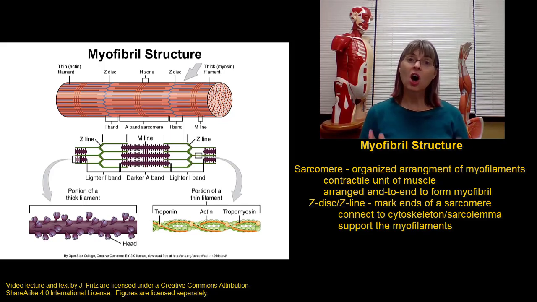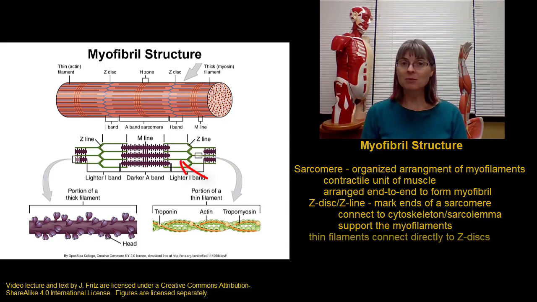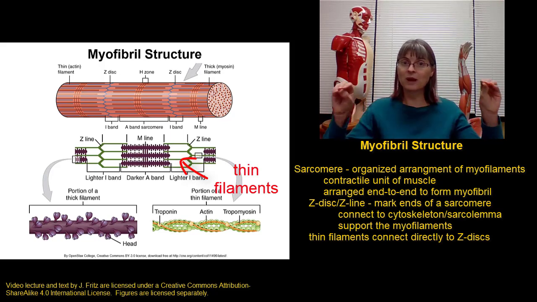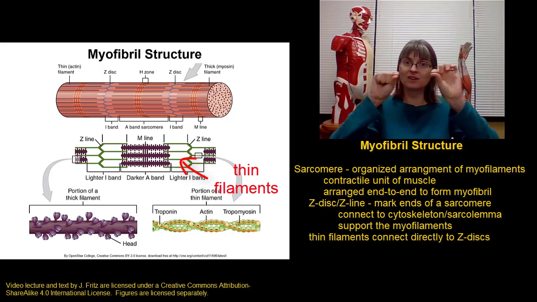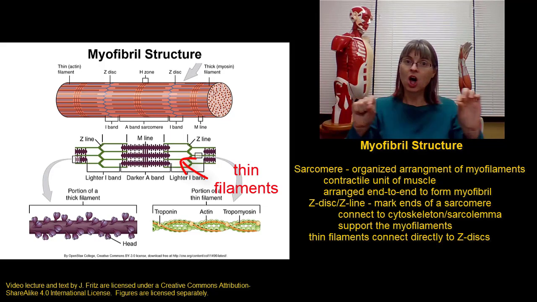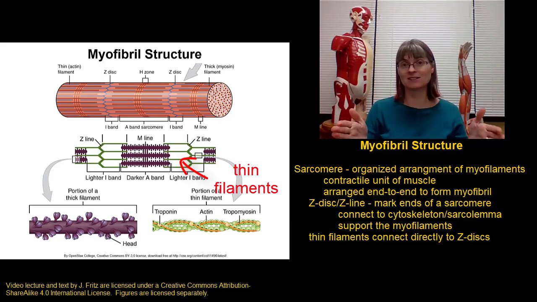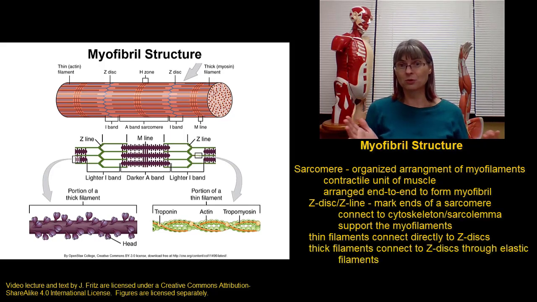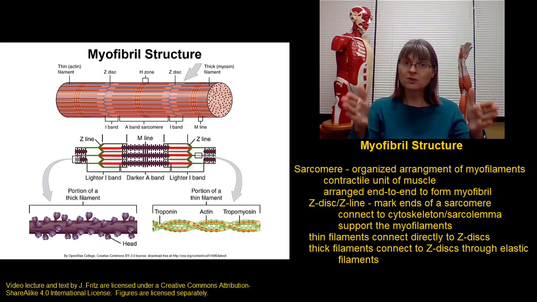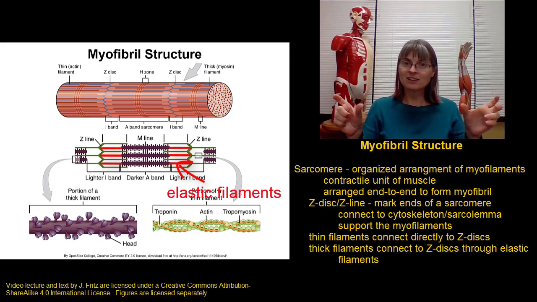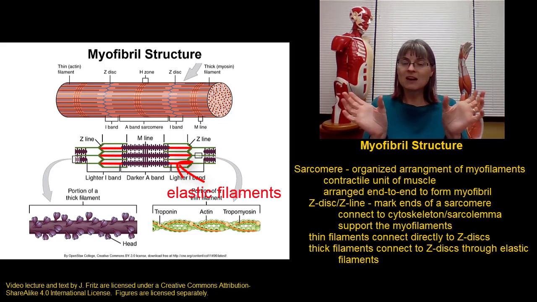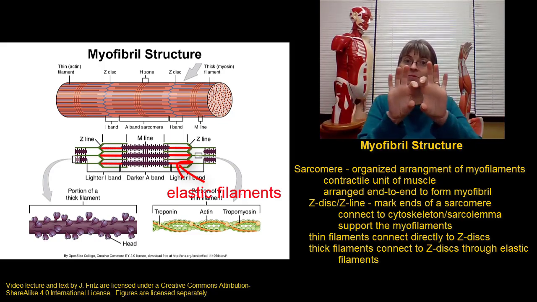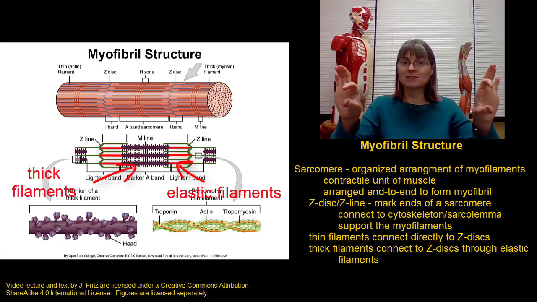The Z discs also provide the scaffold for holding the other myofilaments in place. Our thin fibers of actin connect directly to the Z discs. So you can see the thin actin filaments all going back and connecting to the Z discs. The elastic fibers, unfortunately not shown in the drawing, also connect to the Z disc. And the elastic fibers are almost like big heavy springs that are suspending the thick filaments in the middle of the sarcomere.